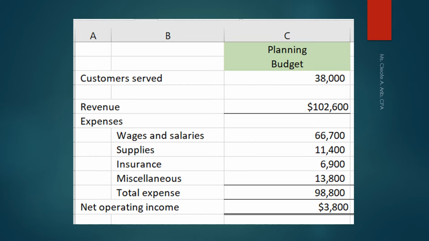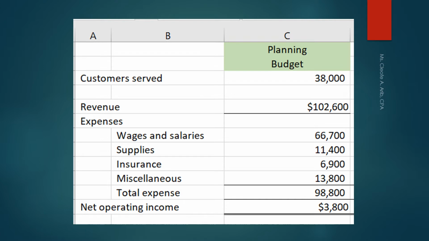So Imen budgeted, diba, 38,000 customers to be served. So how much revenue would that be? Using yung data from the previous slide, ang sabi doon, your selling price per unit is 2.70. So if you have 38,000 customers, how much revenue would that be? At 2.7. So that's a total of 102,600.